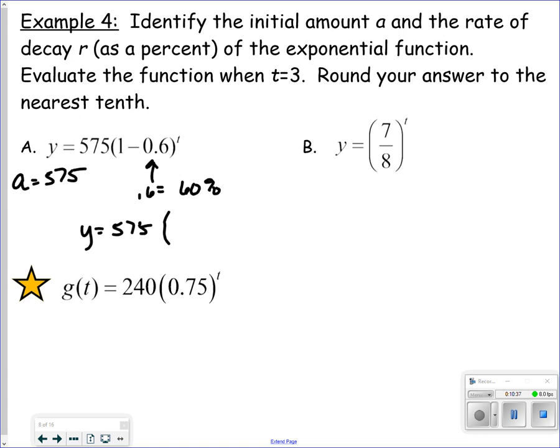So now 575, I'm kind of going back here, so if it jumped a little bit, I apologize. 1 minus 0.06 raised to the third power. So we're going to type that into our calculator. There's 3 answers we're going to get. One was the initial amount, one was the percent or the rate, and then we type that into our calculator.